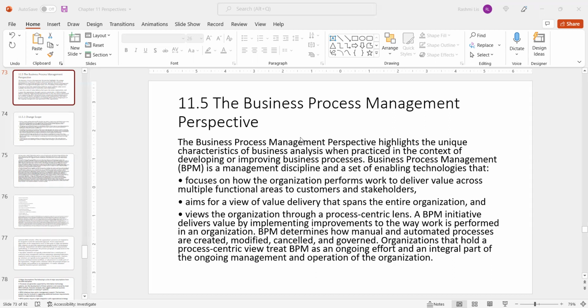A BPM initiative delivers value by implementing improvements to the way work is performed in an organization. BPM determines how manual and automated processes are created, modified, canceled, and governed. As an example, when you look at robotic process automation or RPA, or for that matter, any sort of process improvement automation work, those involve business process management or BPM.